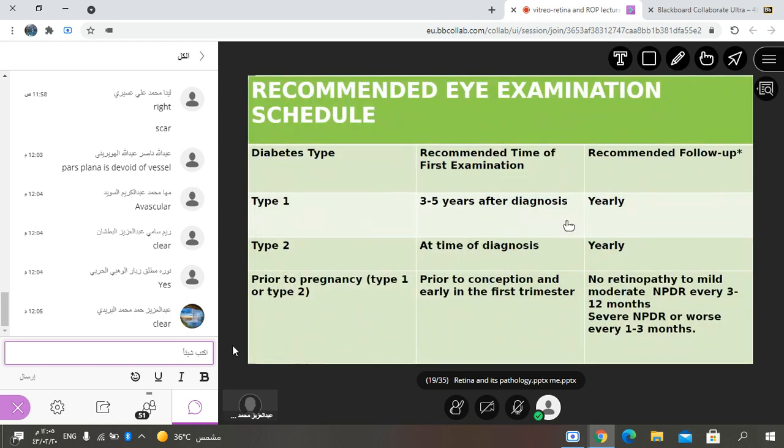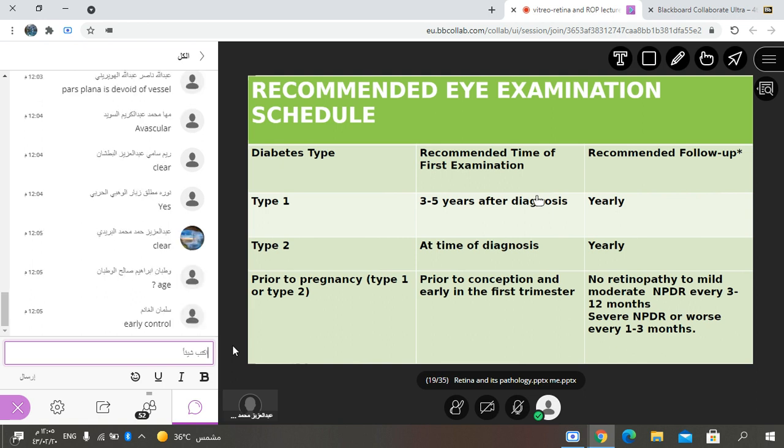The most important thing for your level is the screening protocol. The recommended eye examination screening protocol for diabetic patients depends on whether it is type 1, type 2, or type 2 before pregnancy, because pregnancy is a diabetogenic condition. In type 1, we examine the patient 3 to 5 years after diagnosis. Any justification why we examine the patient in type 1 later than type 2?